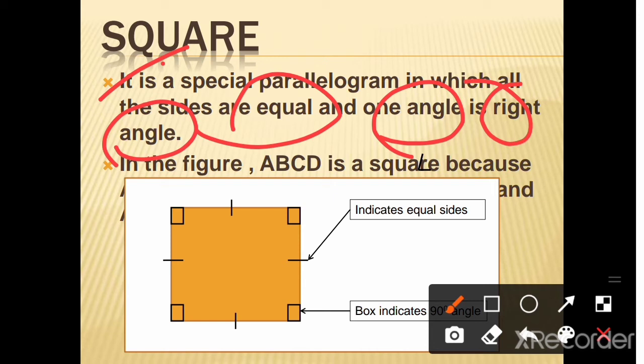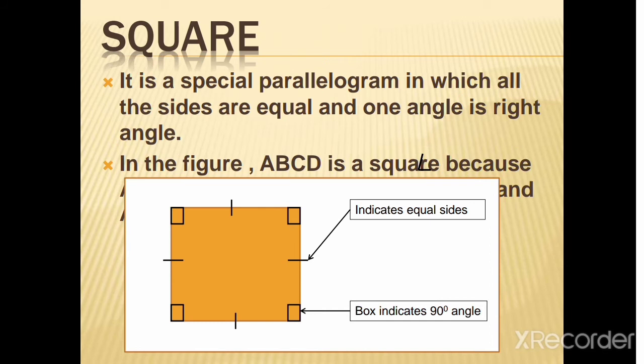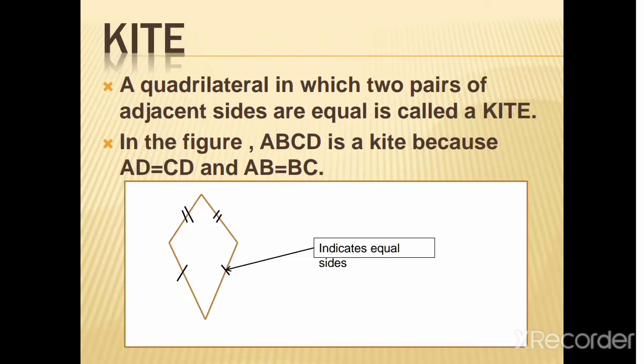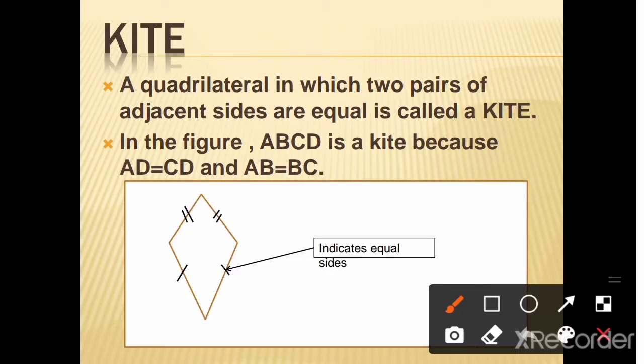So it is a square shape indicating the equal sides, and the box represents the 90 degree angle. This is 90 degree, this is 90 degree, all angles are 90 degree. So next is the kite shape. Kite shape is the last type of quadrilateral. A quadrilateral in which two pairs of adjacent sides are equal.